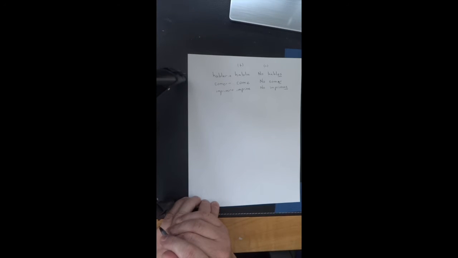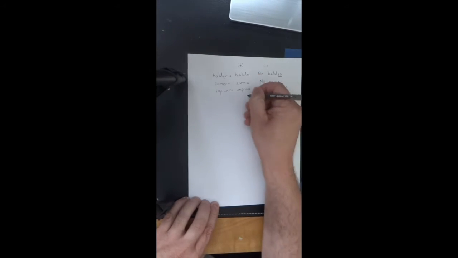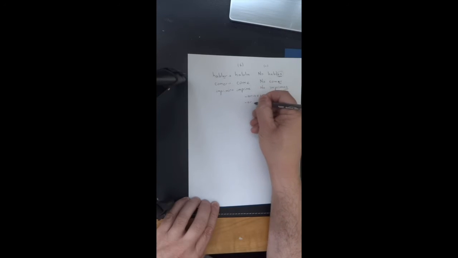So what do you think is the rule? If you have an AR verb, now you're going to write what? ES. If you have an ER or IR verb, you're going to end it with AS. Good job.